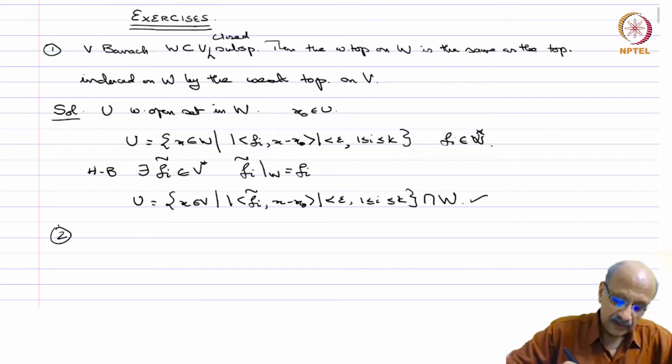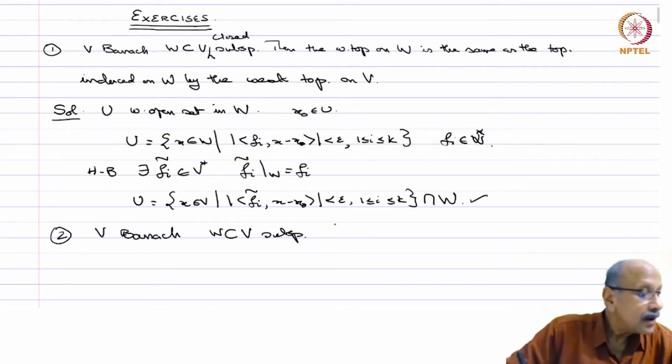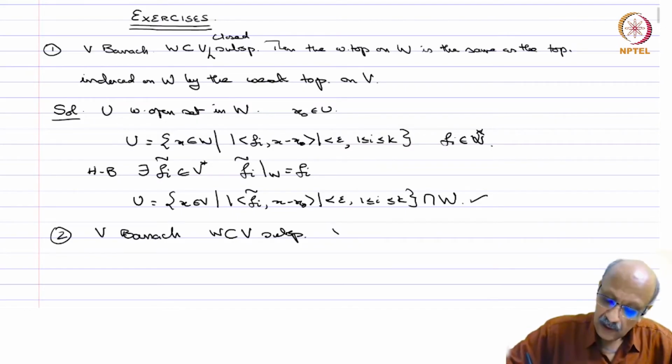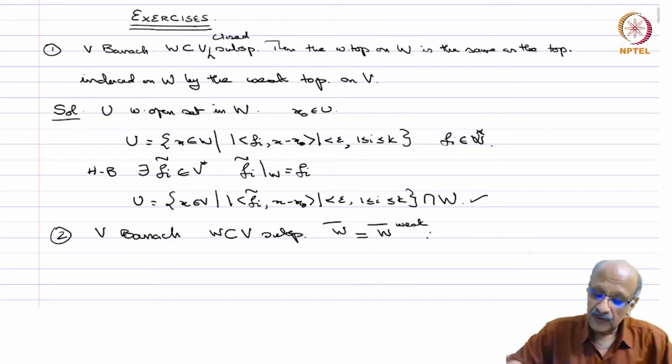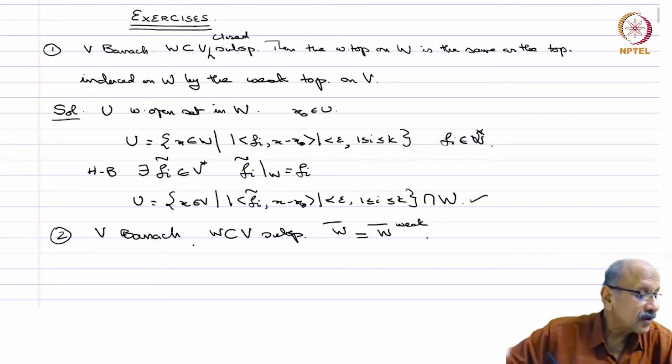Okay, so next one: V is Banach and W contained in V is a subspace. Then the norm closure is the same as the weak closure. So there is no difference between the weak closure of W and the norm closure of W.